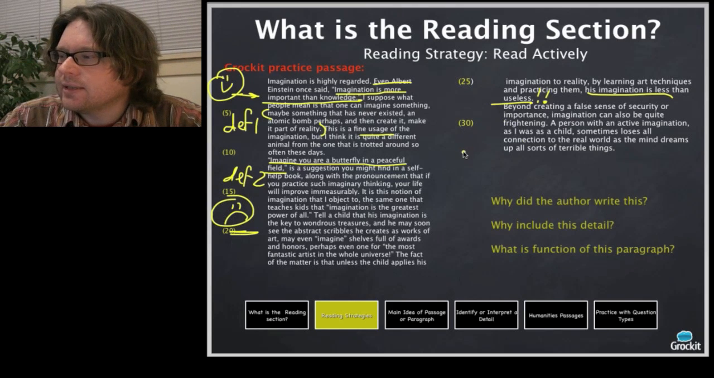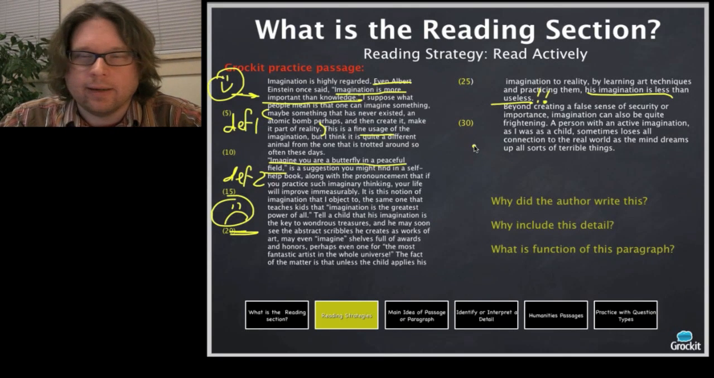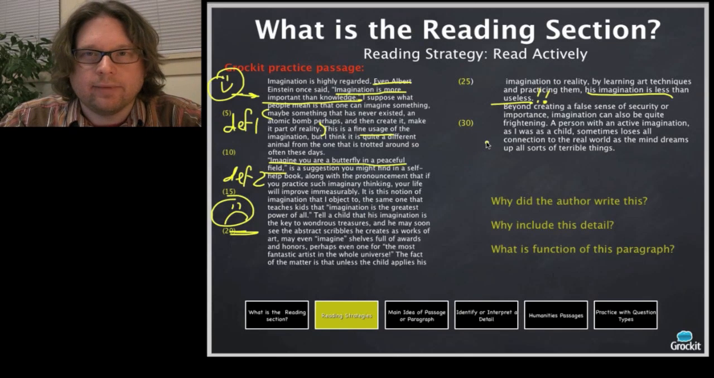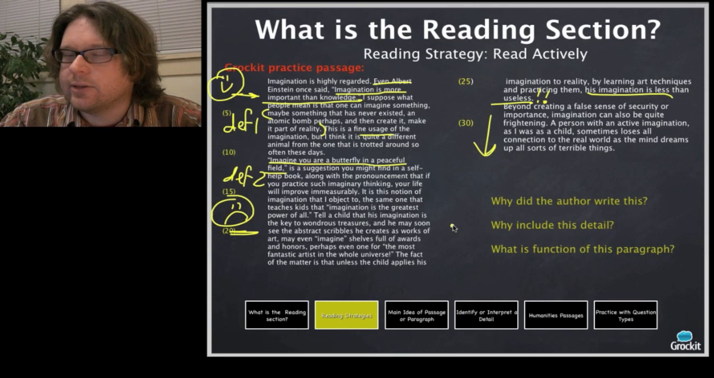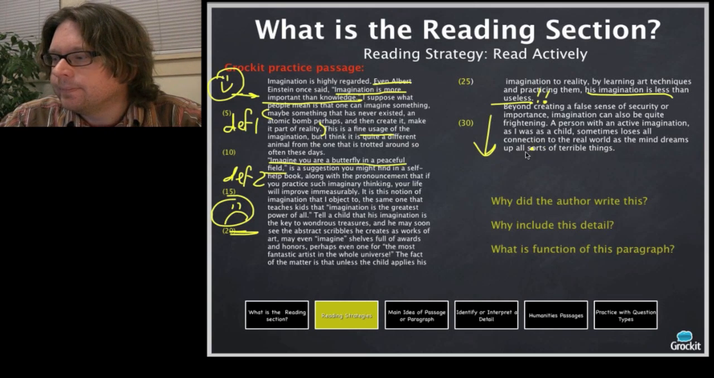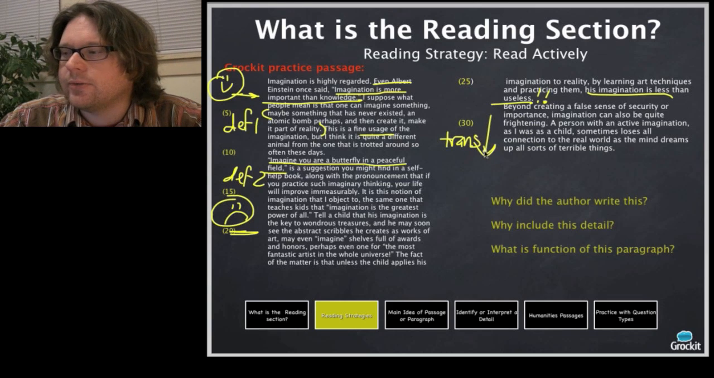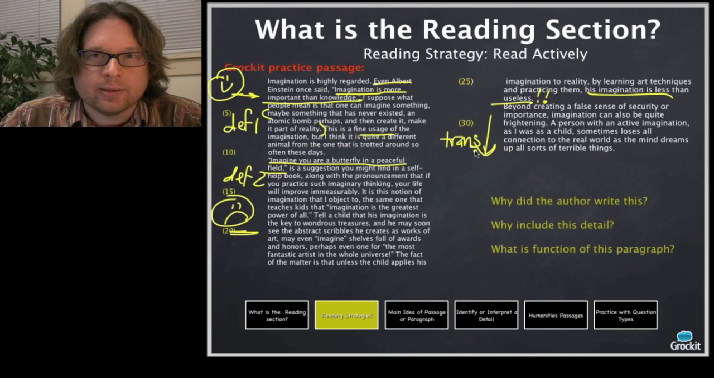So beyond creating a false sense of security or importance, imagination can also be quite frightening. A person with an active imagination, as I was as a child, and I didn't look at the camera because that was really me. I was just doing that to make eye contact. Anyway, sometimes loses all connection to the real world as the mind dreams up all sorts of terrible things. So I sense a transition coming up, something that's going to happen about imagining things that aren't real and are not things that you can turn into useful inventions like bombs. So this paragraph sounds like a transition to some kind of story about overactive imaginations, I guess.